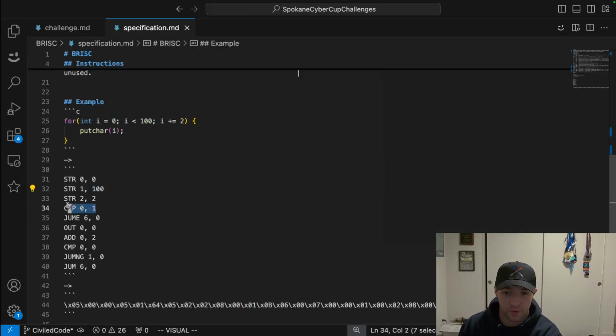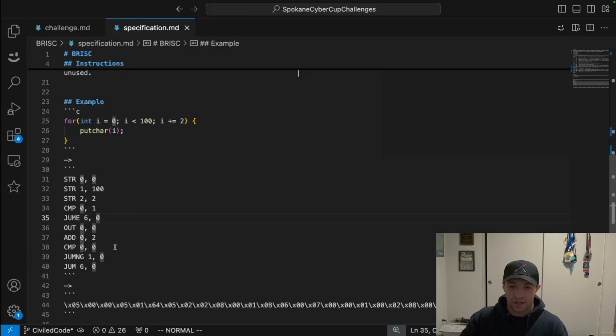And then it's going to do various computations. It can jump to change the control flow. It can do compares for if statements. It can do basic arithmetic like adding. For instance, with adding, it's going to add memory address 2 to memory address 0, and then it's going to put the result back into memory address 0. So the first part of this challenge is just understanding how this works and being able to read these programs.